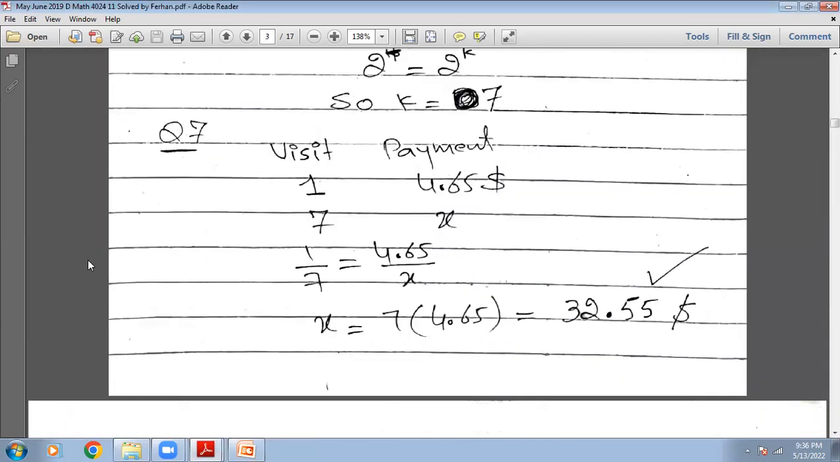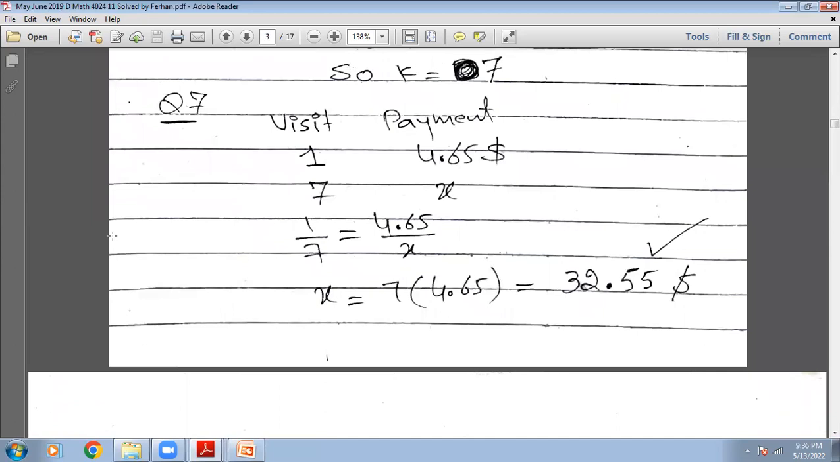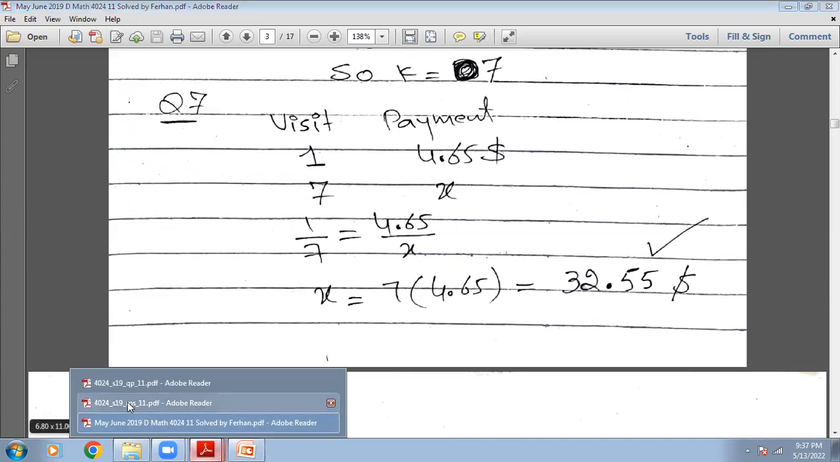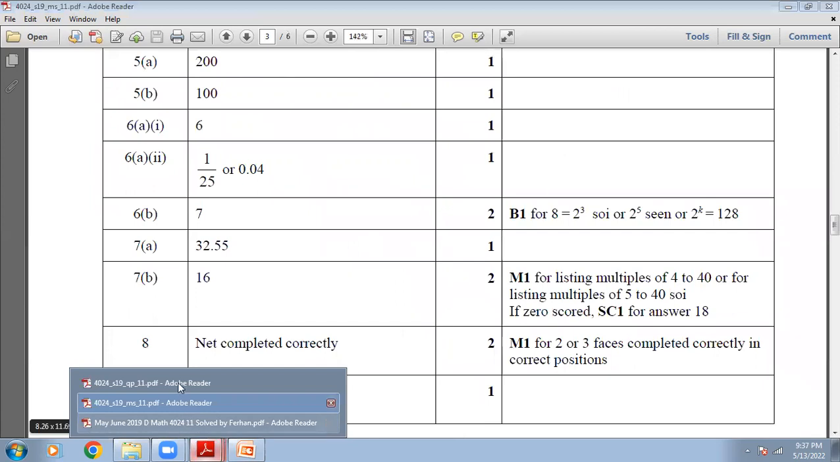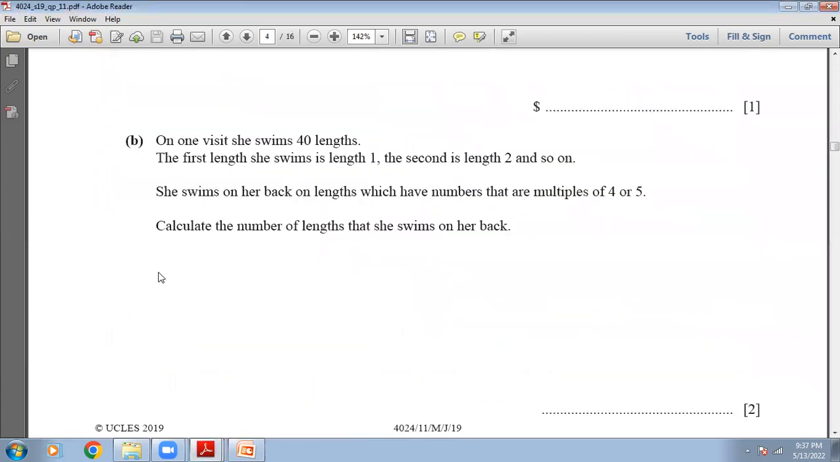So let me show you. I have done this with the help of proportions. So visit and payment, one visit means $4.65. 7 visits, how much money? So 1 by 7 equals to 4.65 divided by x. So cross multiply, x will be equals to 7 into 4.65. Just multiply in rough work, you will get $32.55. So let me check. Sorry, $32.55. $32.55 is the right answer, sir. Okay, so it's the B part.